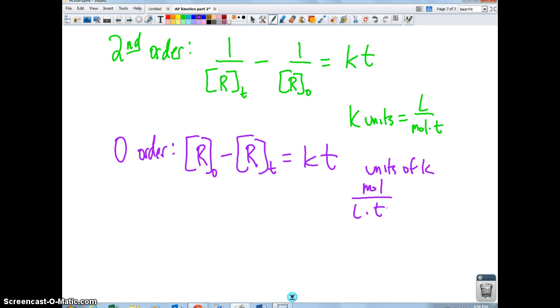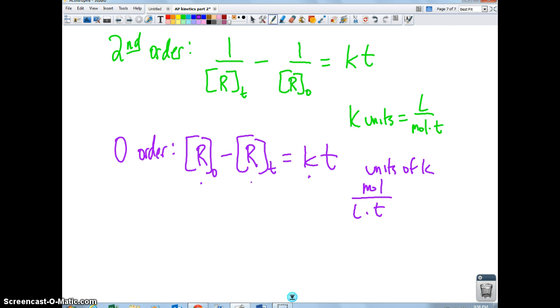So for 0 order, the concentration is not going to have an effect on the rate. Whatever our initial concentration is minus our time t concentration, we're seeing the stuff going down, but the concentration is not going to affect what's going on. It's basically kt, and we're just looking at how fast the stuff is going away. It's going to be based on the value of k for a given amount of time, how much stuff went away.